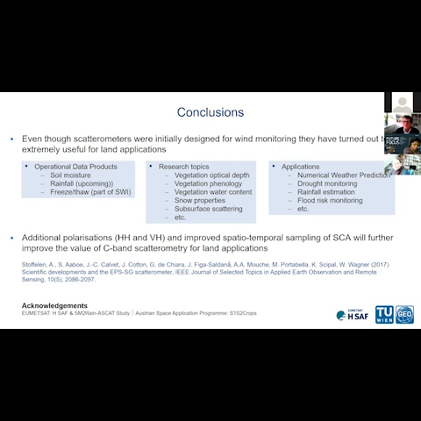SM2RAIN, also, one more question. When you normalize, do you normalize to 40 degrees? Is there any reason for that? Yeah, the reason was that it's in the middle of the swath, so you minimize interpolation errors. That's the only reason.